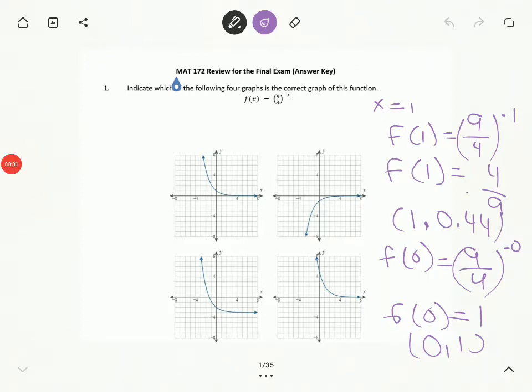This is the Math 172 review for the final exam, along with the answer key. I'm going through each example. Number 1: indicate which of the following four graphs is the correct graph of this function.